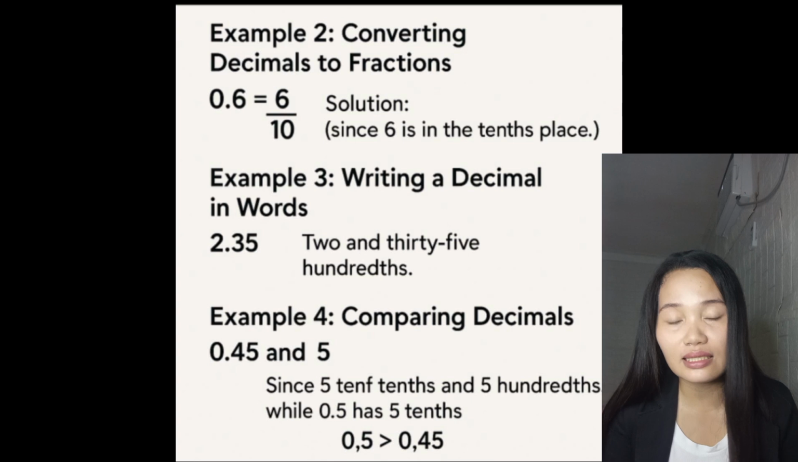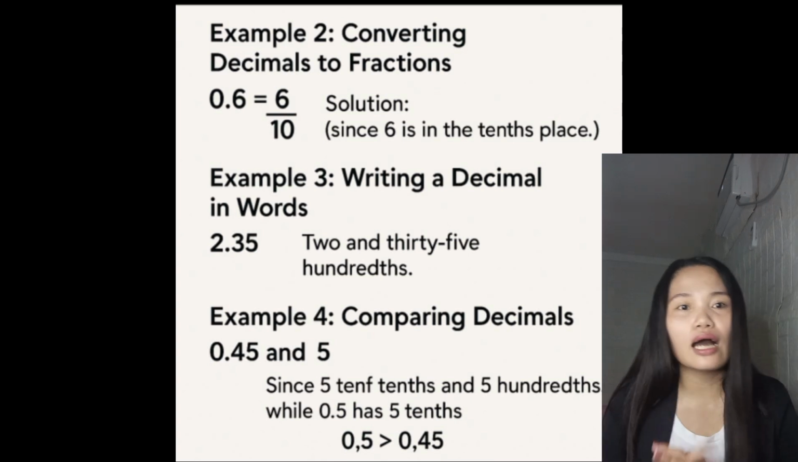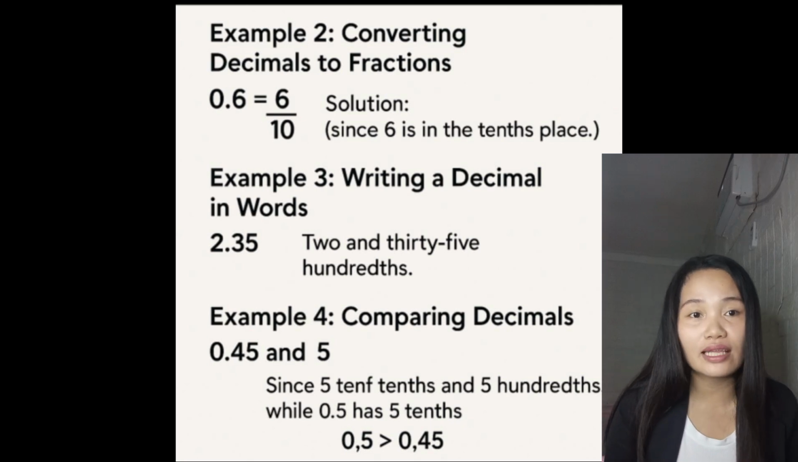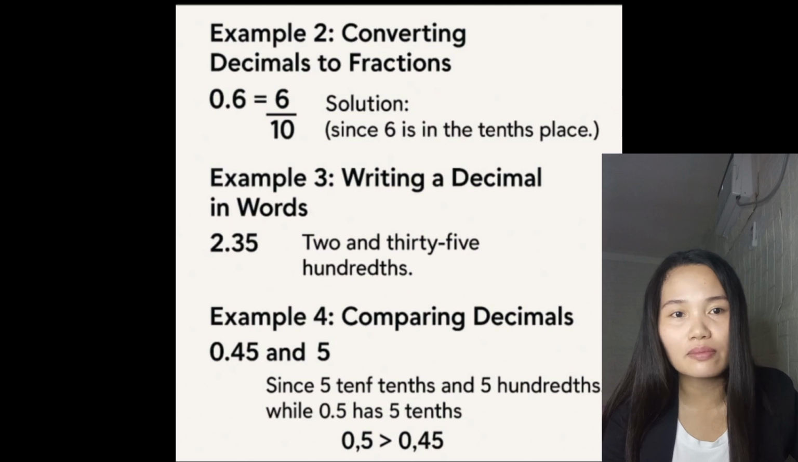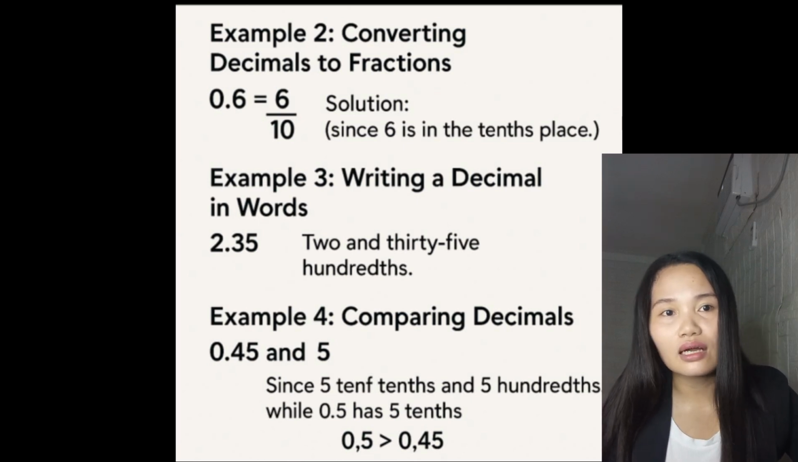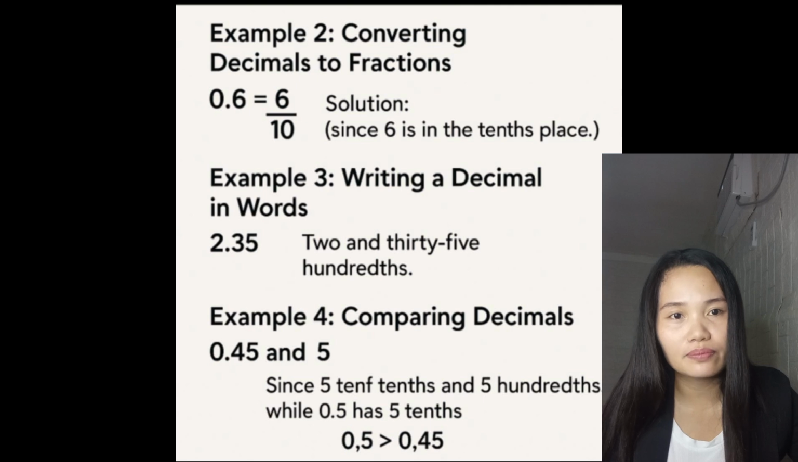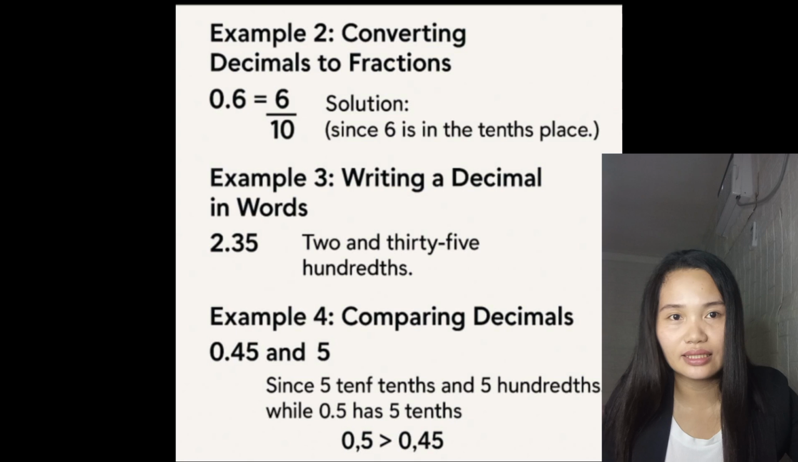Another example, 3.47. The tenths place is 4. The hundredths place is 7. And how do we read that? 3 and 47 hundredths. Another is converting a decimal to a fraction: 0.6. To convert that, it is 6/10, since the 6 is in the tenths place. And how do we write decimals in words? For example, 2.35. To read that, 2 and 35 hundredths.